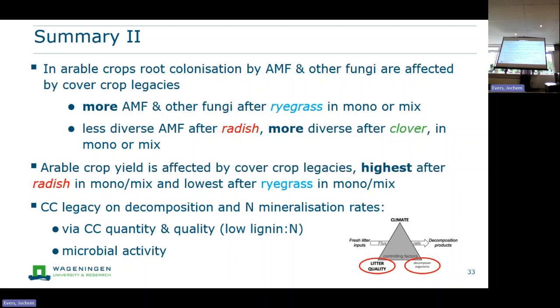And in our type of system, there were some pathogens, yes, there were some root-feeding nematodes, yes, but they never reached above the threshold where you would really get damage. If that would be the case, then the story would probably be slightly different.